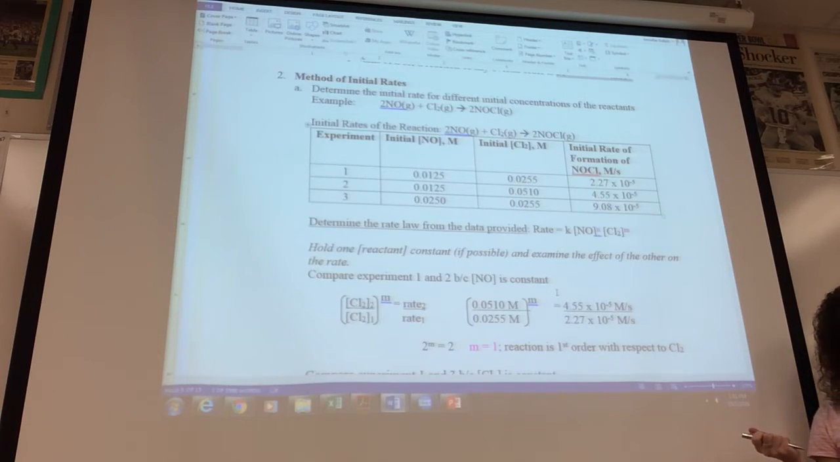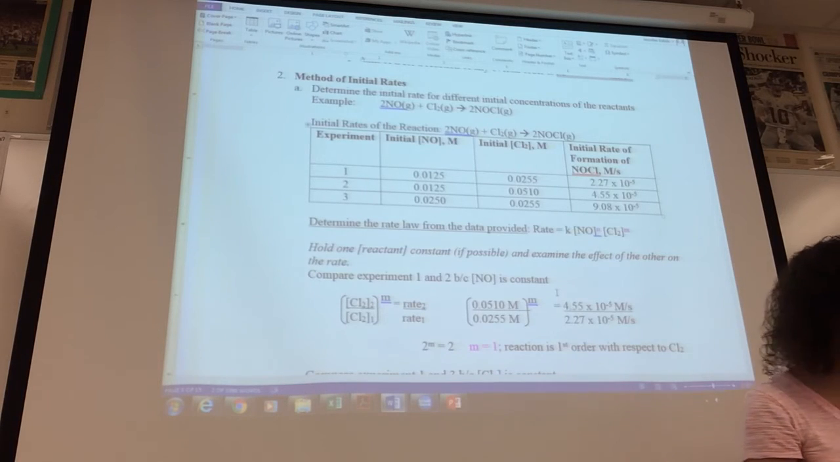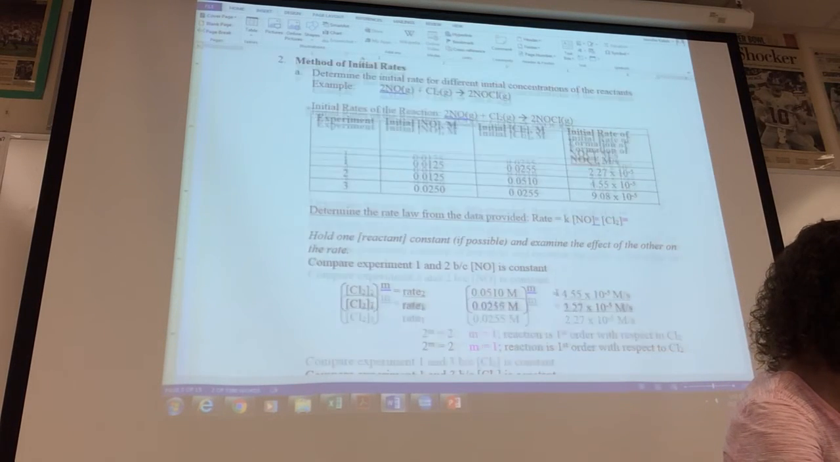Some kids are like, well, what do I put on top? The big number. You don't want to deal with fractions. These are always going to come out perfect. You don't have to do logs here. Divide this over this is 2 to the M. This over this is 2 as well. 2 to the M equals 2. M is equal to 1. First order with respect to chlorine. Sometimes in a different color I'll put a 1 here because I know the order with respect to chlorine now. And I'll do one out in its entirety so you can see.